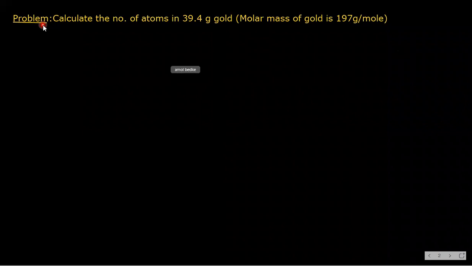So let's solve one problem. Calculate the number of atoms in 39.4 gram gold, and the molar mass of gold is 197 gram per mole. So what we have to find? The number of atoms in 39.4 gram gold. So first of all, what is given? You see, the molar mass of gold is given. How much is that? 197 gram per mole.